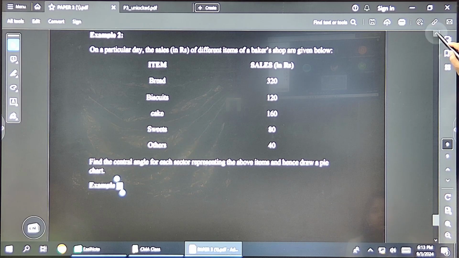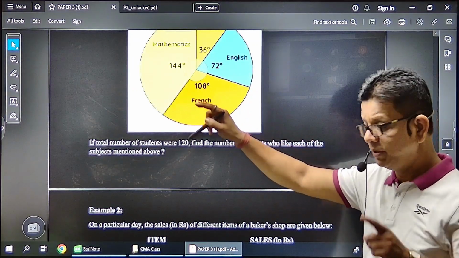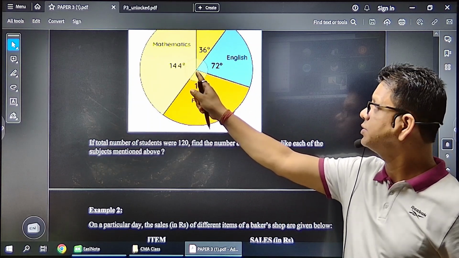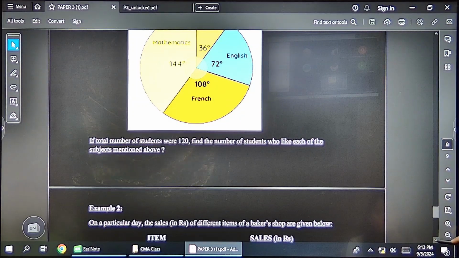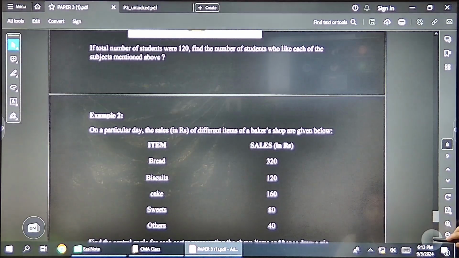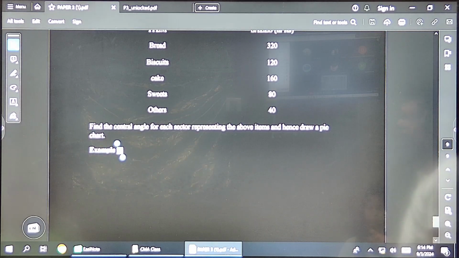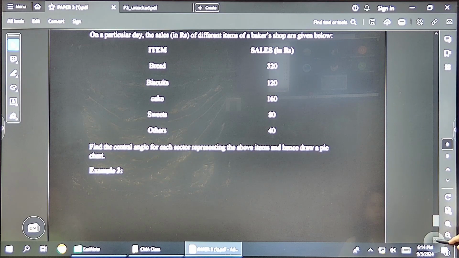You know what the central angle is? The angle they represent. Central angle means the angle represented at the center. For maths, the angle made at the center is how much? 144. So that is the central angle, right? The question asks us to make central angles, because only if we make the central angles can we draw the chart. So in this example, the question is: find the central angle for each sector representing the above items, and hence draw a pie chart. We are asked to draw the pie chart, but before that, we have to make the central angles from this data. Getting it?